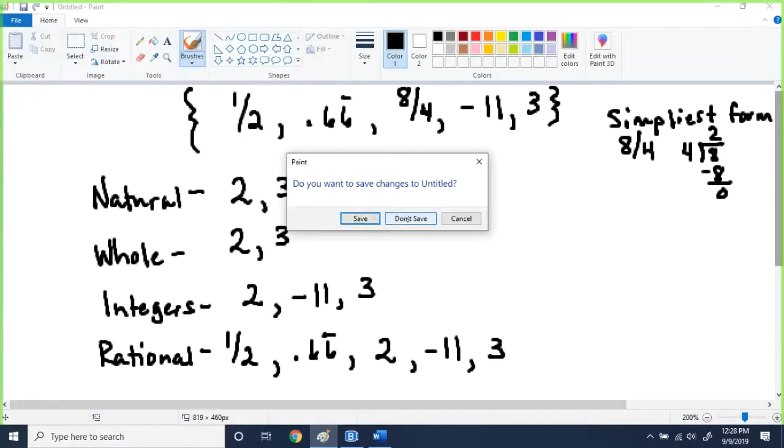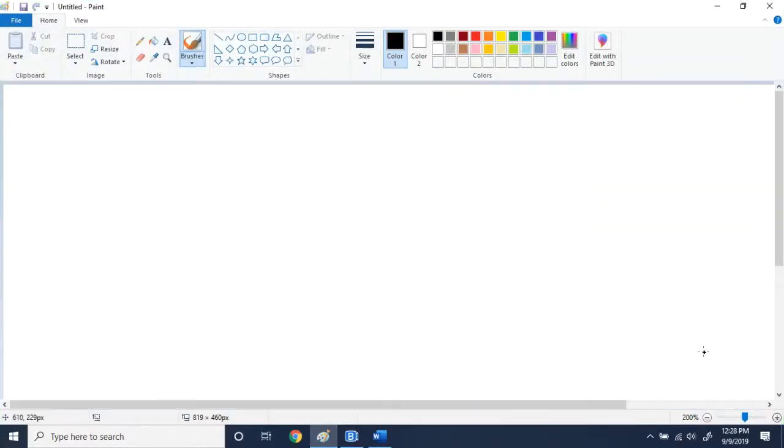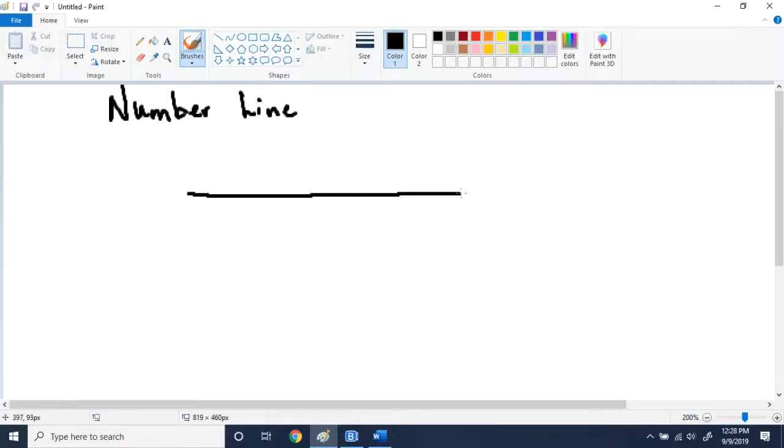Okay, now that we know the categories that the number is in, let's take a look at how you would label a number line. So most times when you see your number line, you can go ahead and put a 0 right in the middle of your number line. Your numbers will get bigger going right and smaller in value going left.